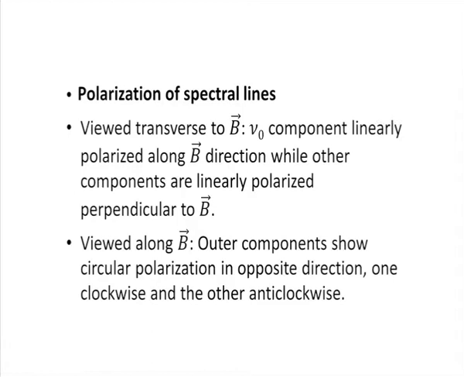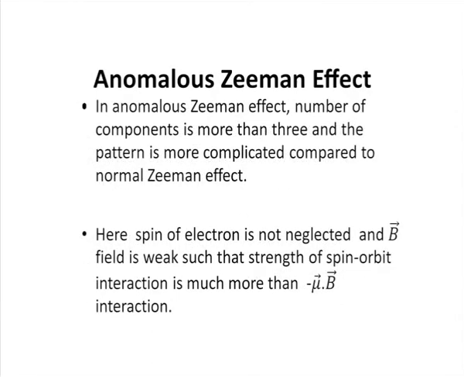Anomalous Zeeman effect. In the anomalous Zeeman effect, the number of components is more than 3 and the pattern is more complicated compared to the normal Zeeman effect. Here the spin of the electron is not neglected and the B field is weak, such that the strength of the spin orbit interaction is much more than the minus mu dot B interaction. So, you see it is just the reverse of what was there in the normal Zeeman effect.